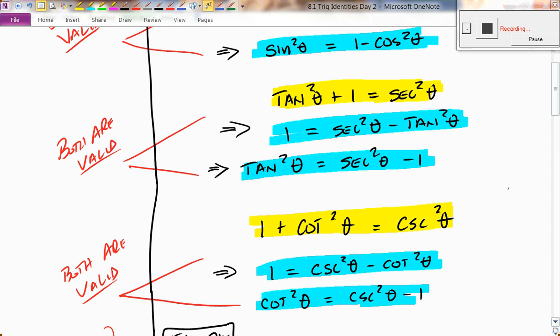For instance, the last one: 1 plus cotangent squared theta equals cosecant squared theta. You can solve it for 1, which is equal to cosecant squared theta minus cotangent squared theta, or you can solve it for cotangent squared theta. They're both valid, and we're going to use them today. So it's a good idea to add those to your toolkits. Does that make sense to everyone?